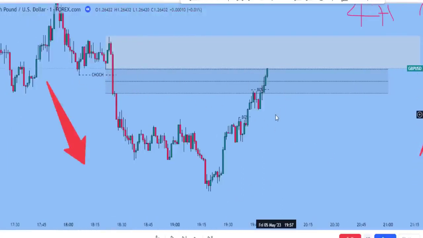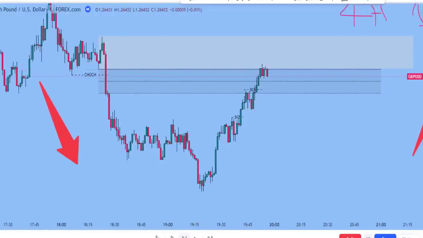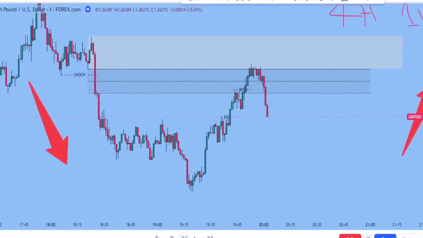Anytime you see a change of character, that means I have a market structure shift from an uptrend to a downtrend. For now, I'm in an uptrend for this retracement, but the overall is downtrend. So for it to align with the overall, I need to be in a downtrend. Please watch this video again and again if you have not understood what I just shared with you. So as price is coming, I want to see, can you see?